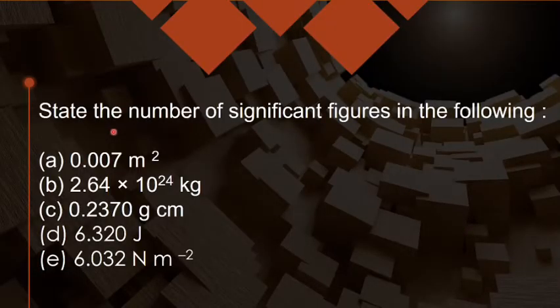So these are a few questions for you, beta. State the number of significant figures in these observations. These observations are taken and you have to tell the number of significant figures. Like the first is 0.007 meter square. The zeros to the left are non-significant, so the significant figure is 1 only. In this, the number of significant figures is 3 because powers are not to be considered.